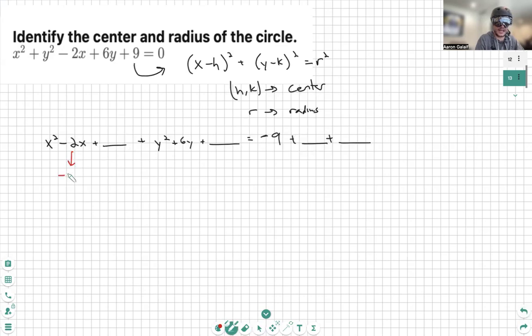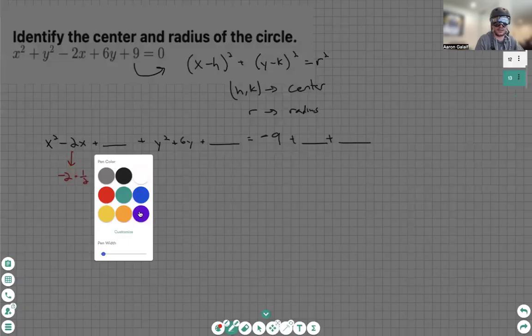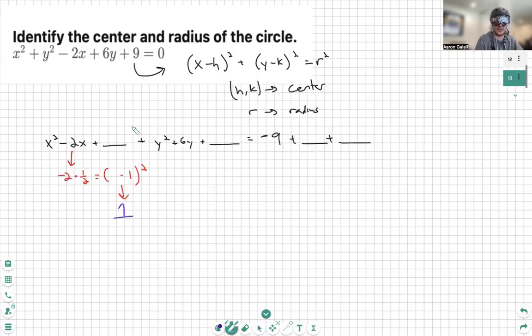We take negative 2 and multiply it by 1/2. We get negative 1. I square this value, and it becomes positive 1. This positive 1 goes up to the blanks. That's what completes that square. And we're going to do it one more time.